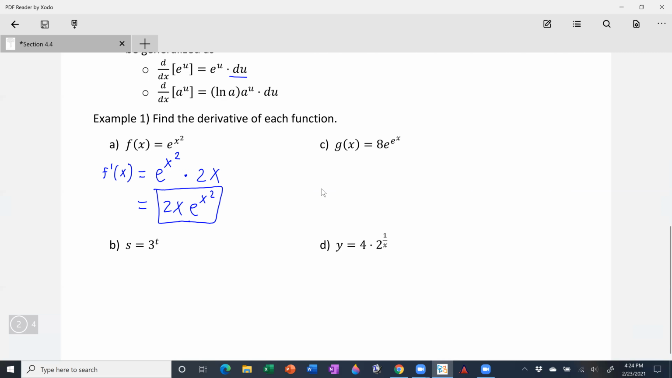Okay, part B, s equals 3 to the power of t. All right, well, we've got different letters involved, so let's just go ahead and write it as ds/dt equals, so 3 to the power of t, okay, so that's just going to be ln of 3 times 3 to the power of t. Okay, no chain rule needed there because it's just t.